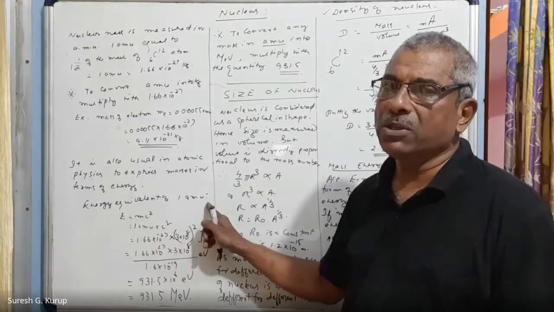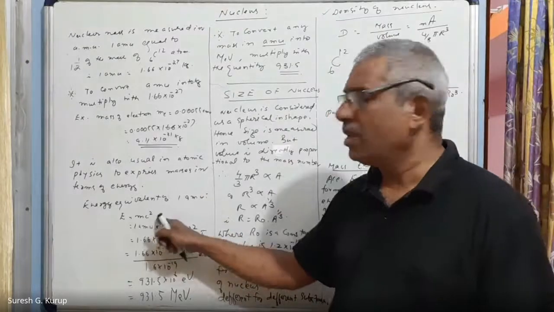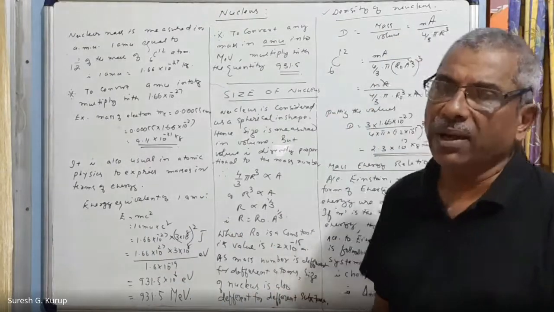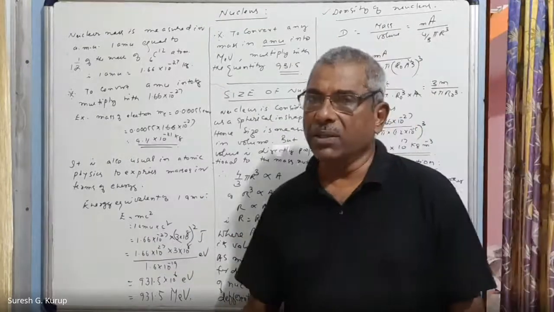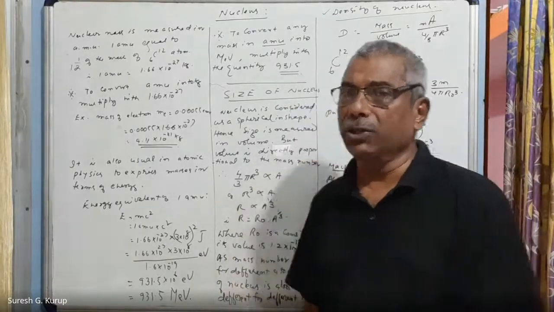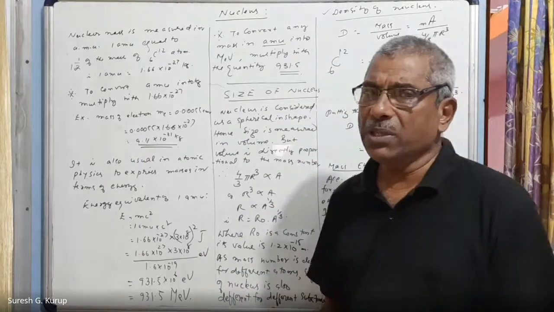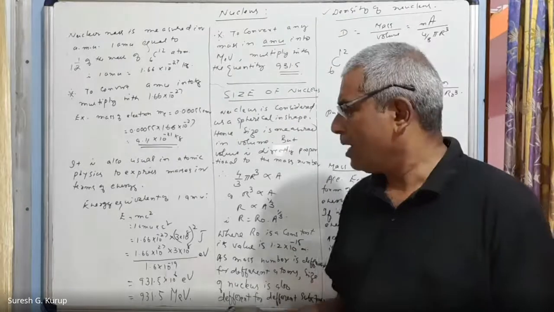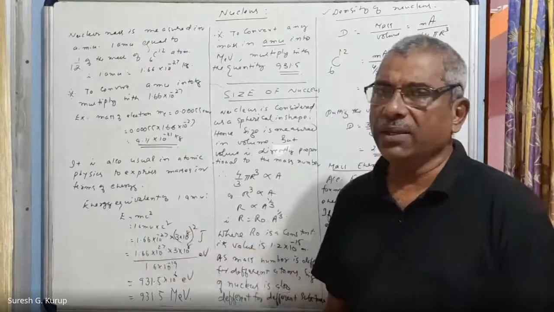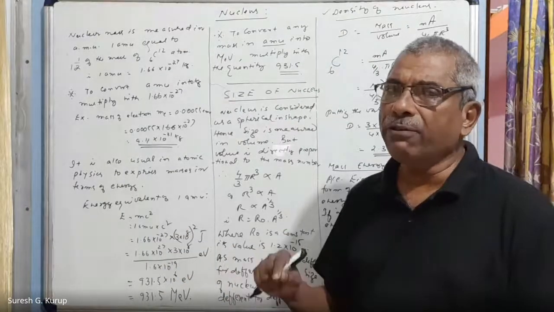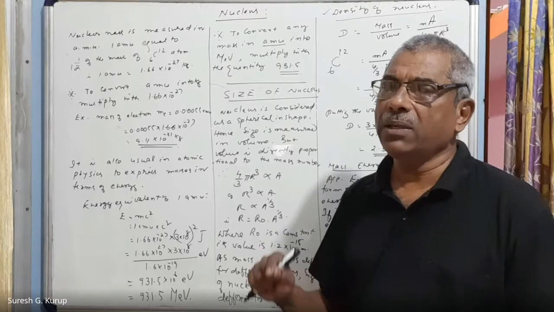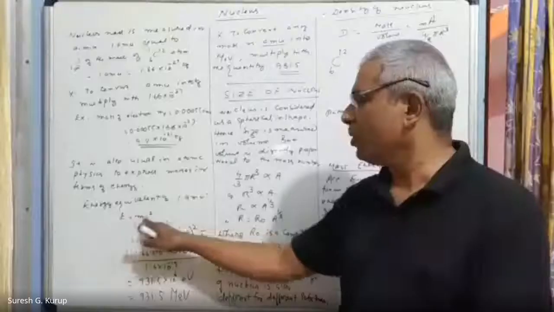Because everybody knows Einstein's relation, called mass-energy equivalence, E = mc². According to that, mass is also another form of energy. If m is the mass of an object, and c is the velocity of light, then the energy equivalent of that mass is given by E = mc².